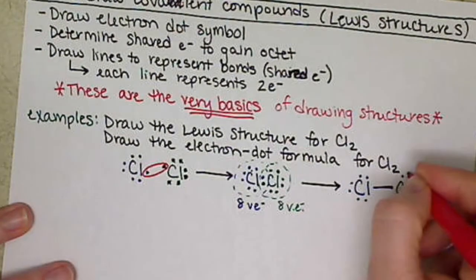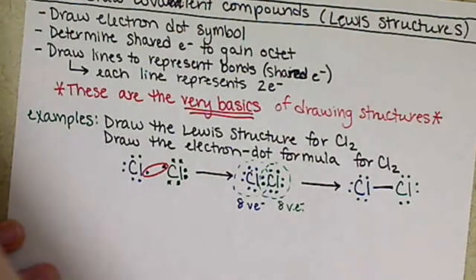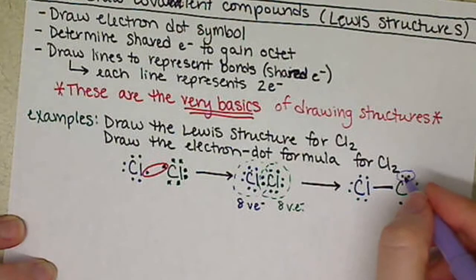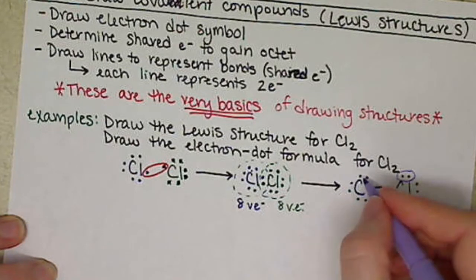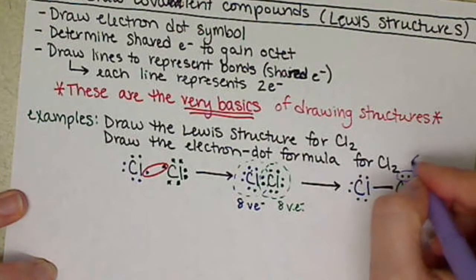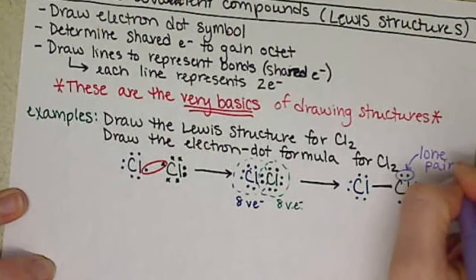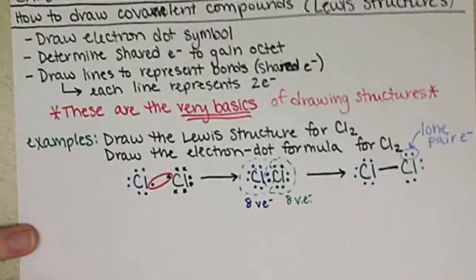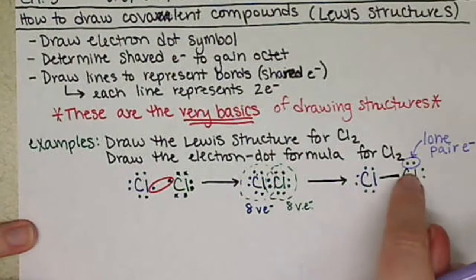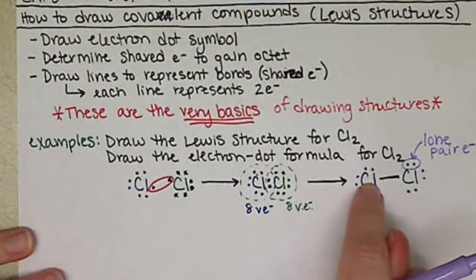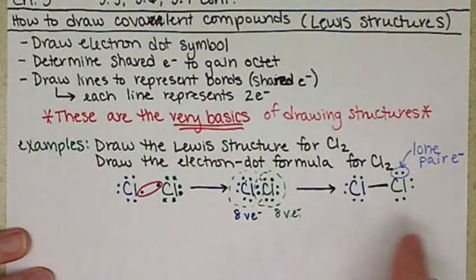So, some terminology here. I want a different color. These here, and also those, and those, and those over there, this is called a lone pair of electrons. Okay. So this chlorine has 3 lone pairs of electrons. So does this chlorine. It's essentially the electrons that aren't being shared.